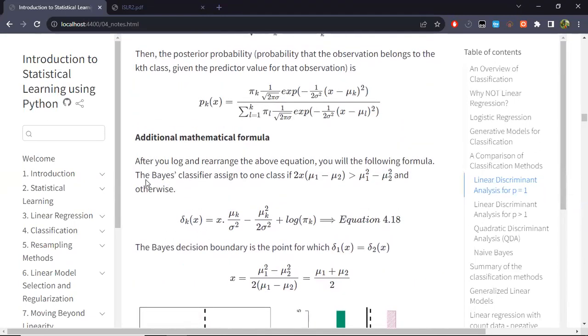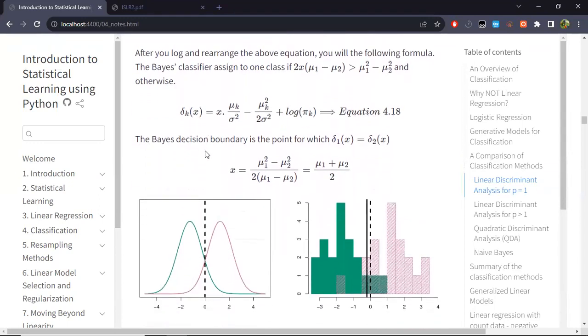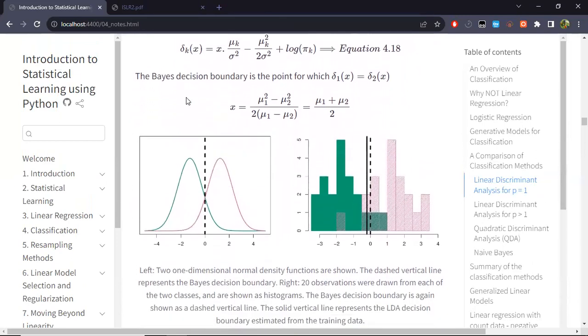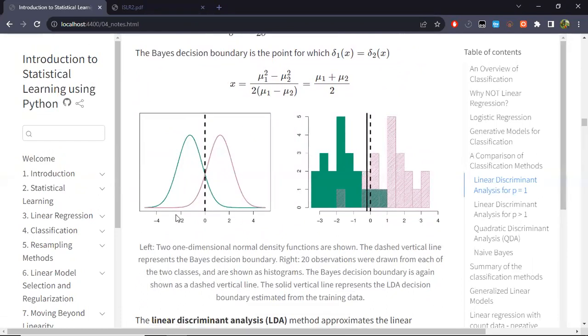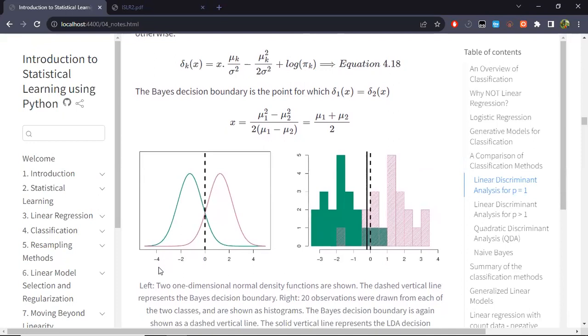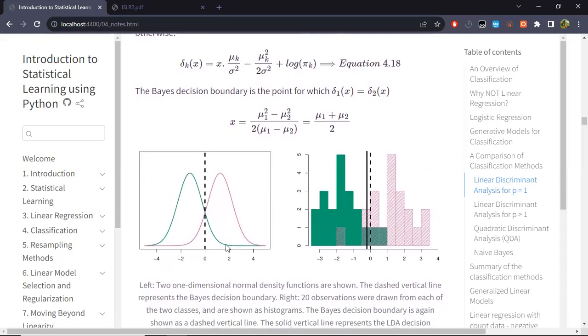And this is the procedure for what is called the Bayes classifier, that is, given an observation, assigning it to the class that maximizes some specific function. In this case, this function is linear, hence the name linear discriminant analysis. And as we can see, in this case, for one predictor, for example, when x is between -4 and 0, this would take... no, this is the normal distributions.